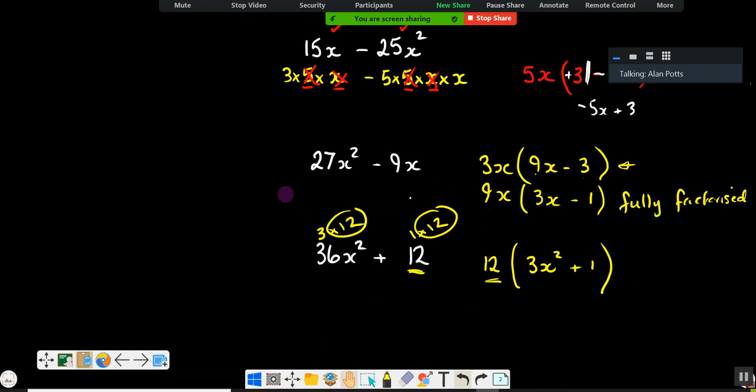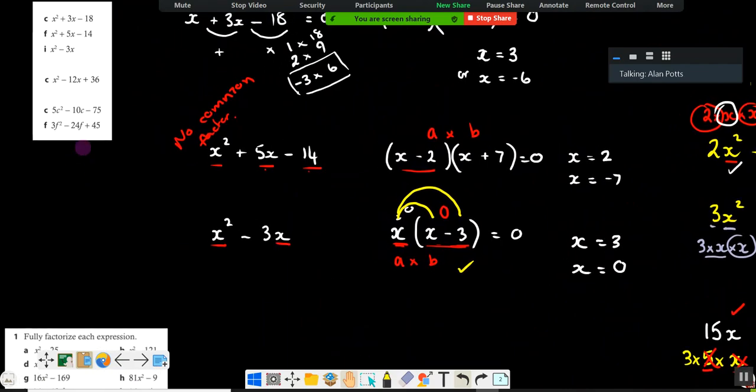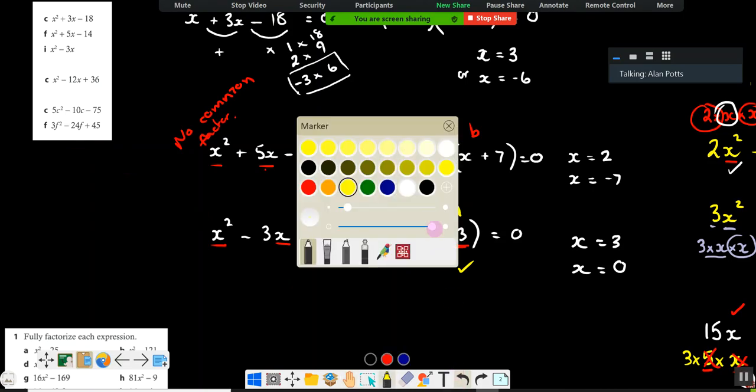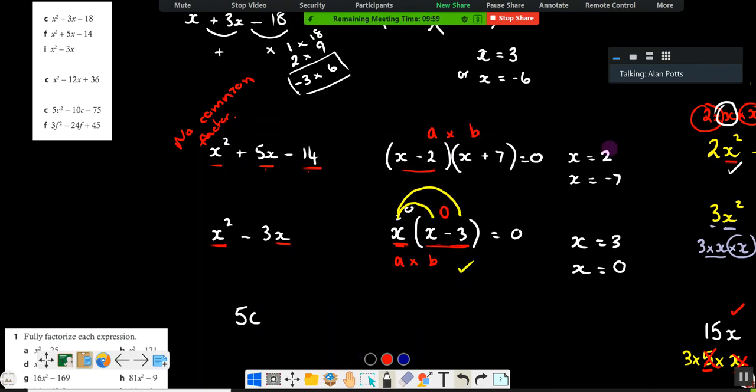We're still using the same sort of thing, but I'm going back to these questions. I'm going to pick this one, 5c minus 10c minus 75. Okay, I'm just going to rewrite that. So 5c, oh, almost out of time already. Didn't get through half of it. 5c squared minus 10c minus 75.